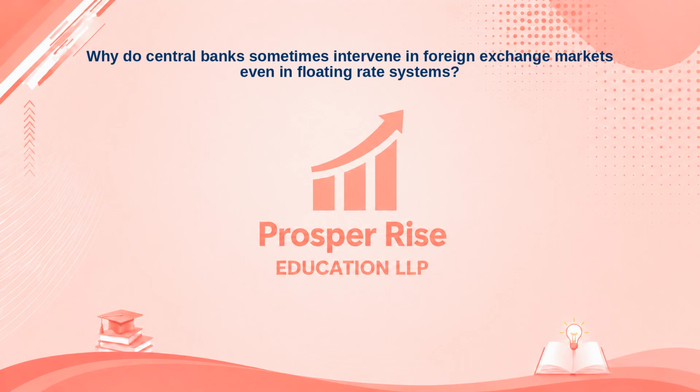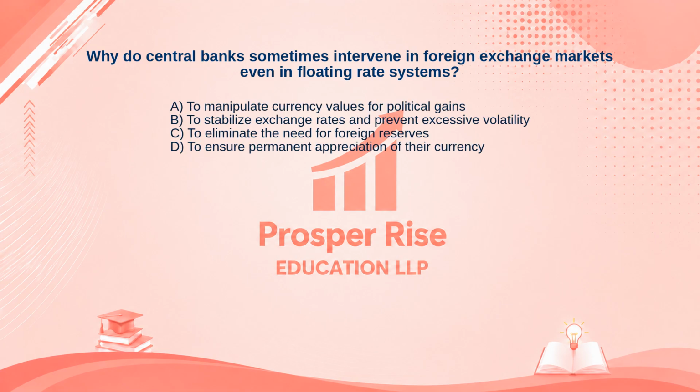Why do central banks sometimes intervene in foreign exchange markets, even in floating rate systems? Here are your options. A. To manipulate currency values for political gains. B. To stabilize exchange rates and prevent excessive volatility. C. To eliminate the need for foreign reserves. Or D. To ensure permanent appreciation of their currency.